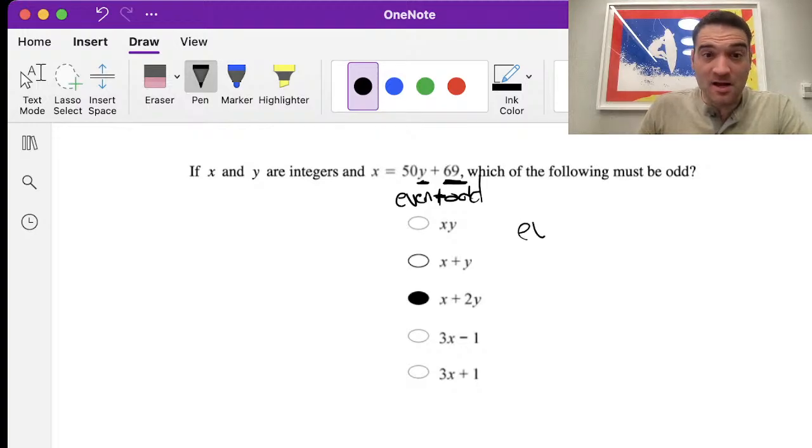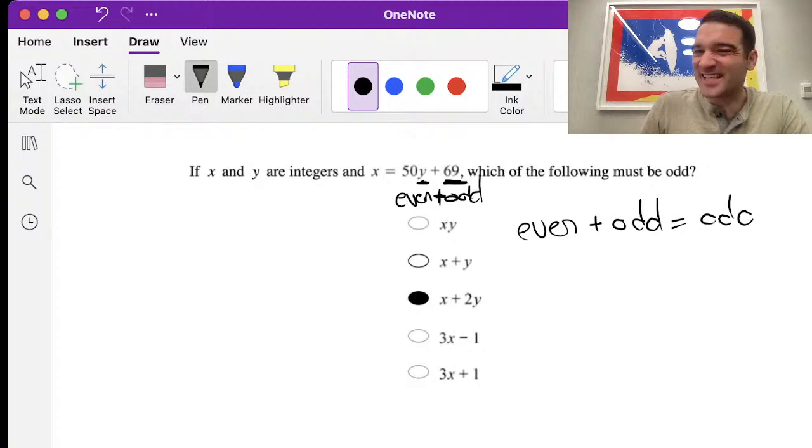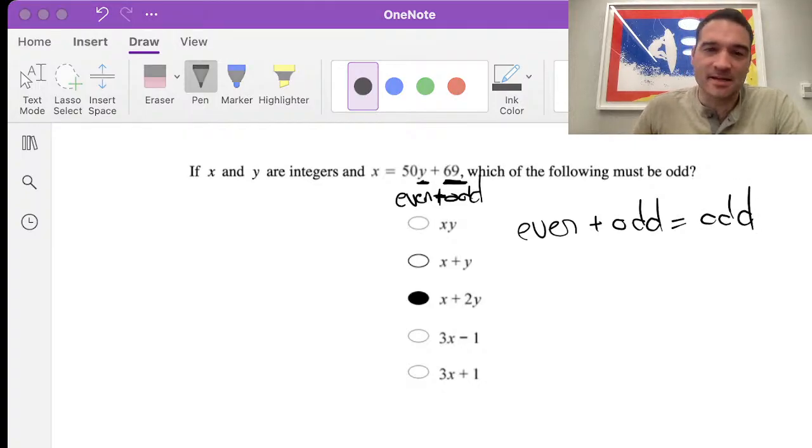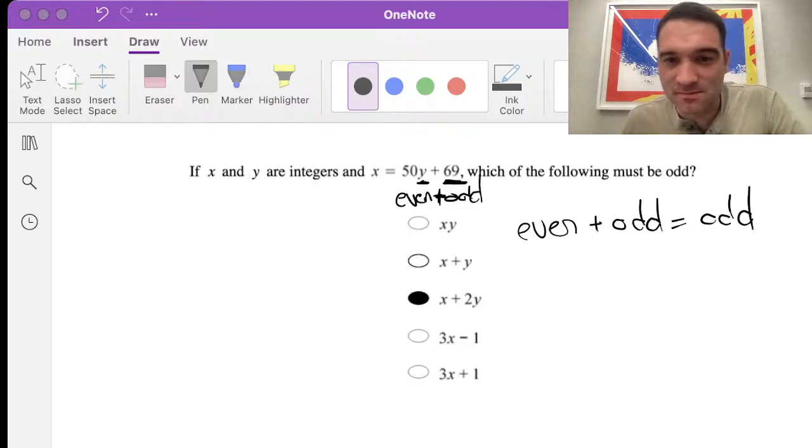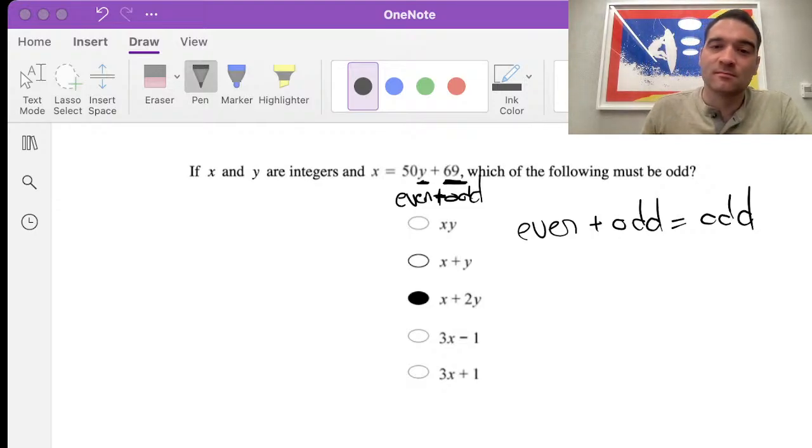And an even plus an odd has to be an odd. And we can test that out with any example that we want, right? 2 plus 3, 58 plus 7. So no matter what, that's going to be an odd number.